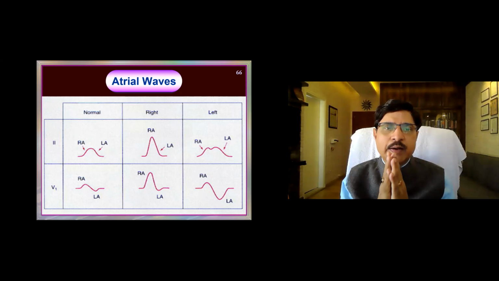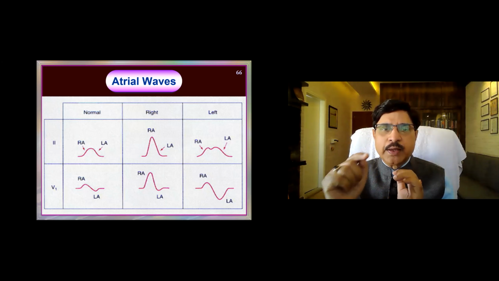And in left atrial enlargement, the right atrial component is normal, but the left atrial component is now prominent. So much so that L2 will become like a bow, like a saddle.